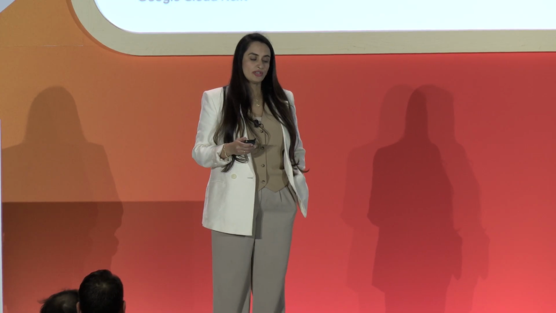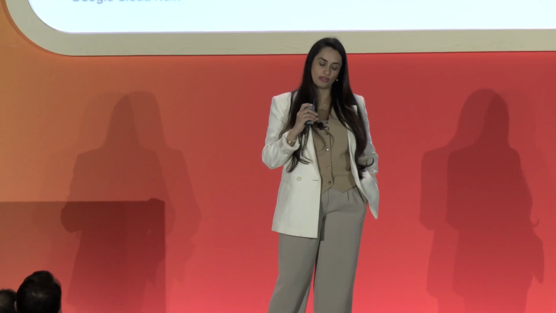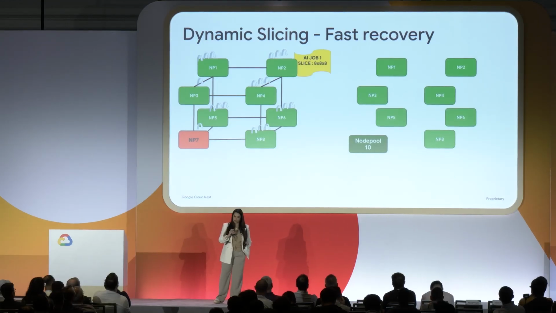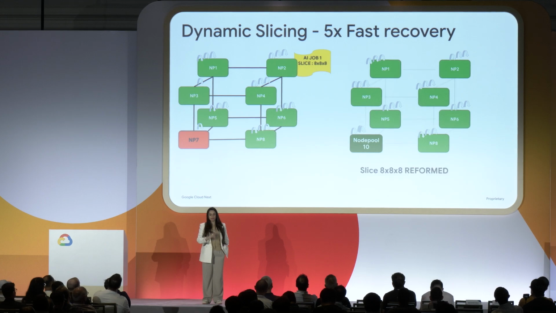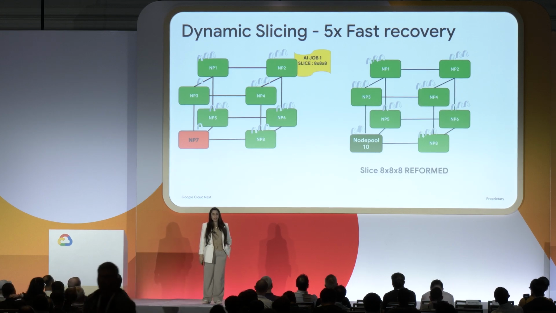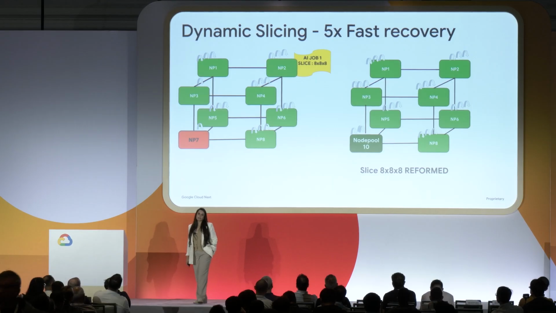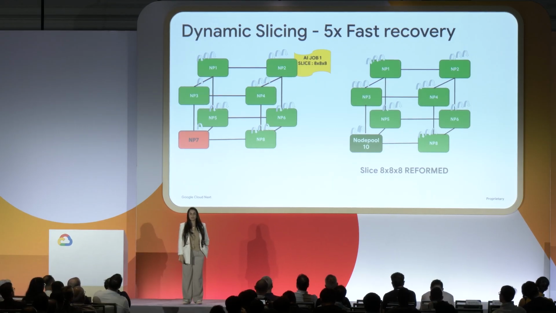And in this case, what we do is we are just going to deform the slice first to make sure that there's no use of the slice because a job cannot run on it. And we deform the slice, and we are going to pick another healthy node pool, and we are going to hot swap it, the other node pool, and then we do the magic again of restitching the fabric together with all of them, and the slice is formed. And this actually gives about 5 times improvement in recovery compared to our static node pool.